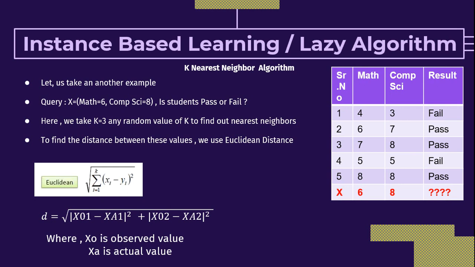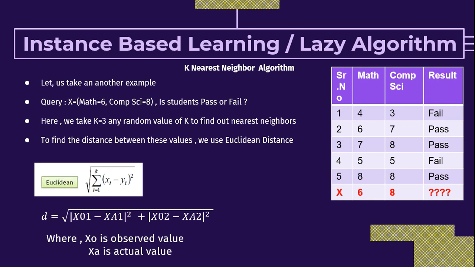You can see that roll number 1 and roll number 4 have failed, because they have 4 and 3 marks in maths and computer science, and 5 and 5 in maths and computer science. That's why these 2 students have failed.